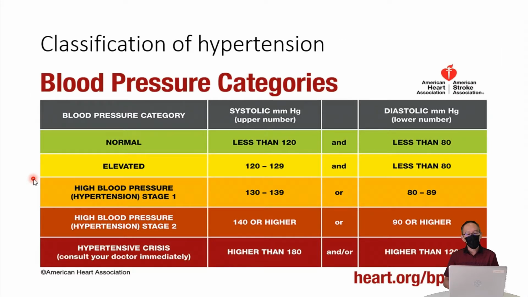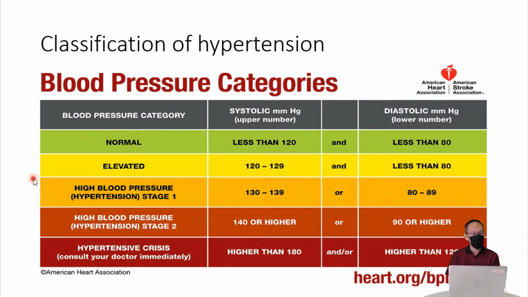Now, the American Heart Association has classified the categories of hypertension based on the level of blood pressure. A normal adult should have a normal blood pressure, with systolic blood pressure less than 120 and diastolic less than 80 millimeters of mercury. If a person is labeled as elevated blood pressure, it means that the systolic is 120 to 129, whereas diastolic is less than 80.